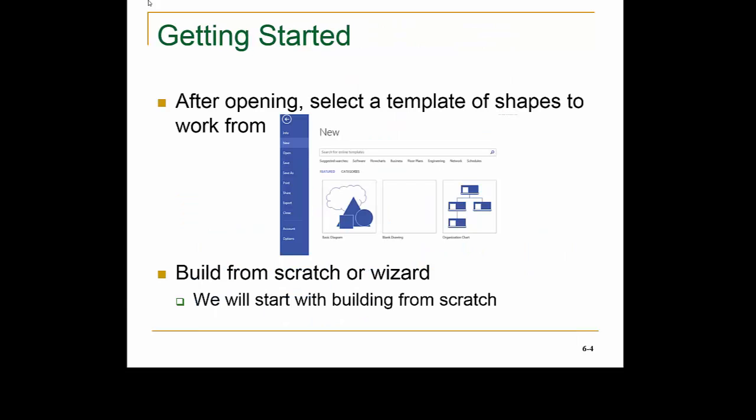To get started, what do we do? Start by finding the Visio icon on your computer or going through the Start button and looking at all programs. Check the Microsoft Office folder and look for Visio. Open it up. The first screen you come to is the templates screen. It's in the new area. So pick a template of shapes to work with or start with a blank drawing.